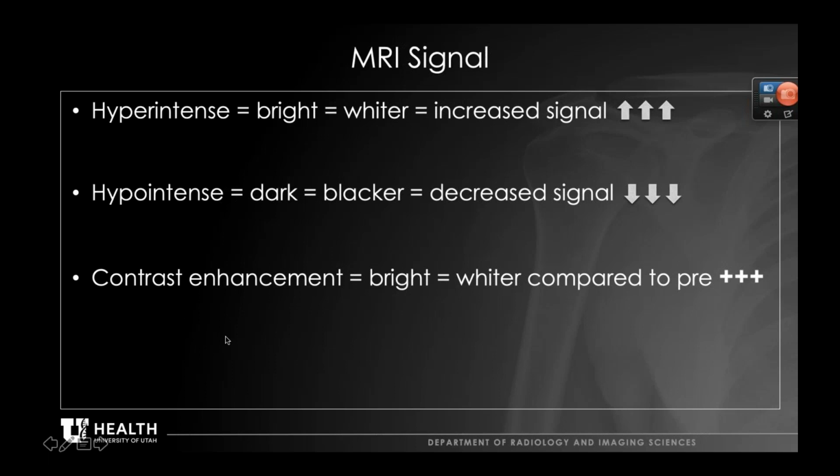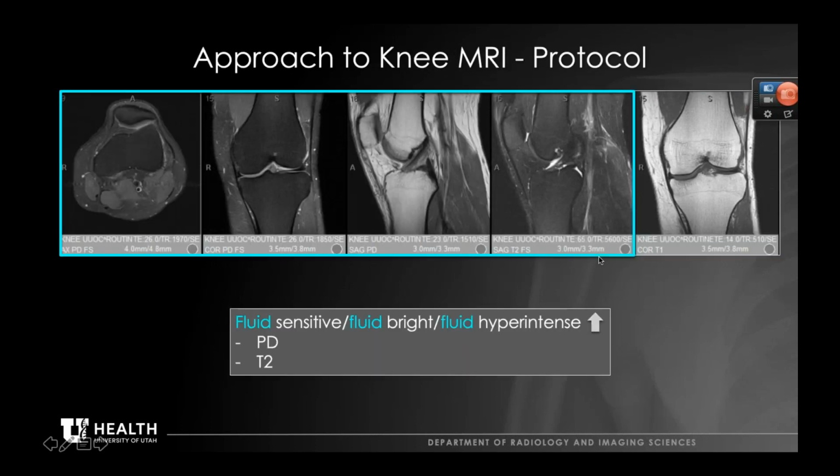So structures that take up all of that contrast agent are enhanced or end up being brighter or whiter compared to the pre-contrast imaging. So let's talk about the knee MRI protocol. We pretty much only perform 5 sequences for a knee MRI. They come in different planes, meaning that we have an axial, 2 coronals, and then 2 sagittal planes. So we kind of get to see the joint from many different views.